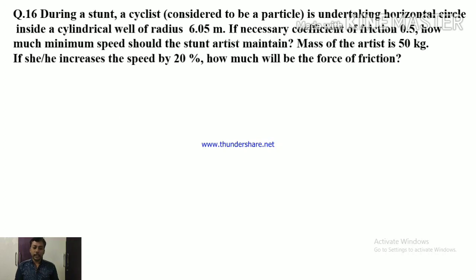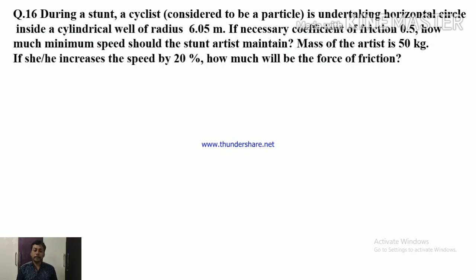Question number 16. During a stunt, a cyclist is undertaking horizontal circle inside a cylindrical well of radius 6.05 meter. If necessary coefficient of friction 0.5, how much minimum speed should the stunt artist maintain? Mass of the artist is 50 kg. If she or he increases the speed by 20%, how much will be the force of friction?